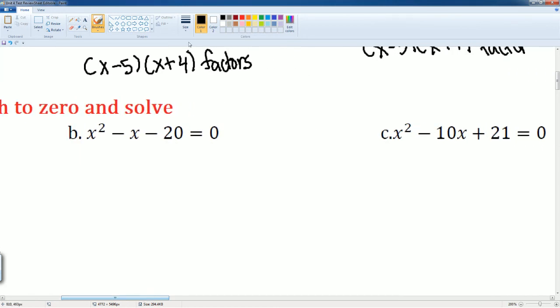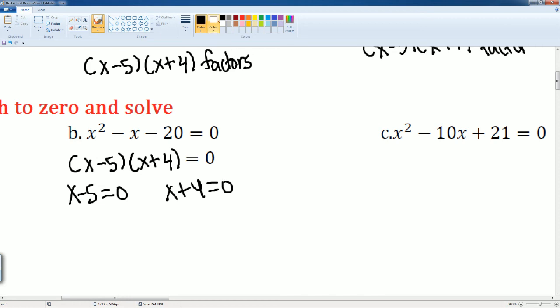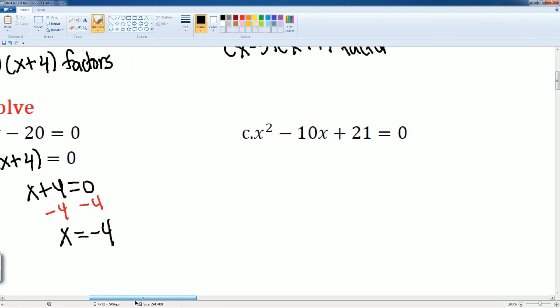Now let's look at b. Same process. I'm going to grab the factors, and we're going to set the factors equal to 0. So my equations would be x minus 5 equals to 0, and x plus 4 is going to be equal to 0. To get x alone, I have to add 5 to both sides. I get x is equal to 5. Next, I subtract 4 to both sides. I now get x is equal to negative 4. Good.